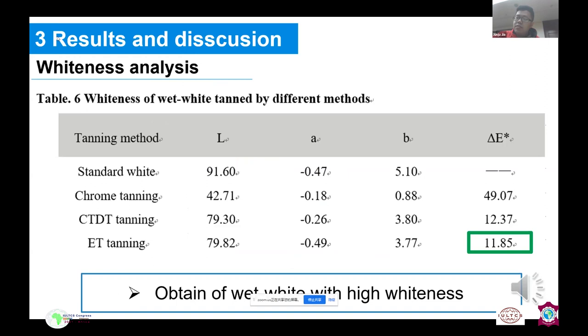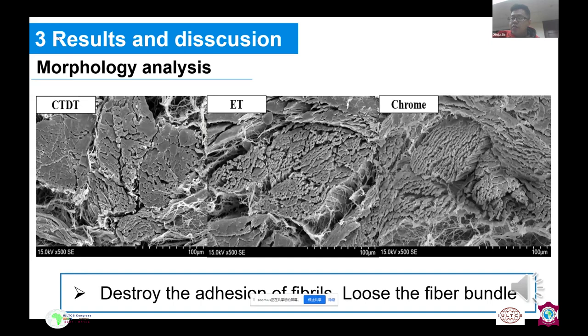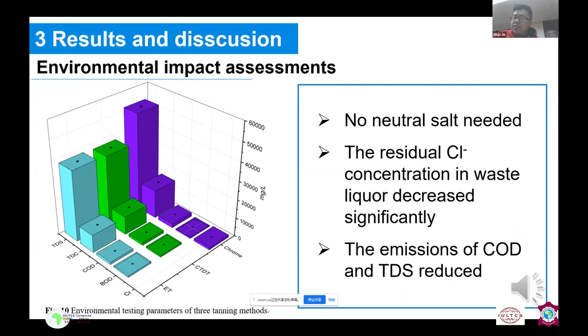Then the morphological photos revealed that ET is destructive to the fiber adhesion of leather and improves the fiber looseness. At the end, the environmental factor was investigated. The result shows that compared with conventional chrome tanning, ET tanning did not need neutral salt, so the chlorine content in the waste liquor was significantly decreased, and the emission of COD and TDS was also reduced.